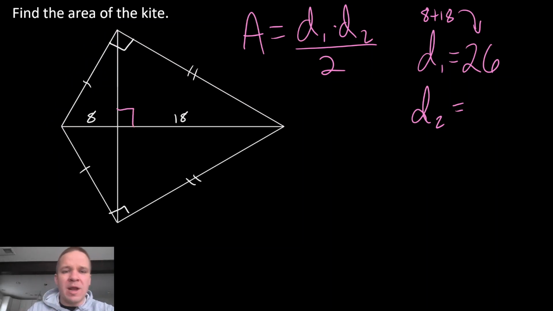So what else? Well, how about this? So this is a right angle right here by the definition of a kite, right? We're told that it's a kite. The diagonals are perpendicular to each other and one of them bisects the other. So I do know that these two are going to also be congruent. If I can find one, I get the other.